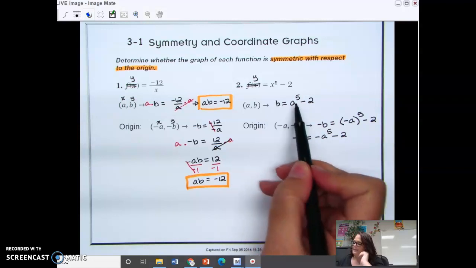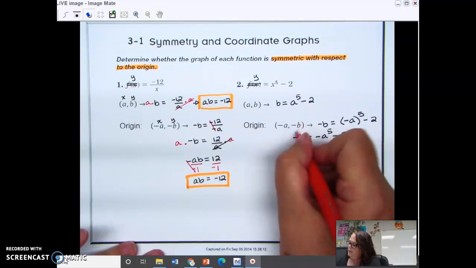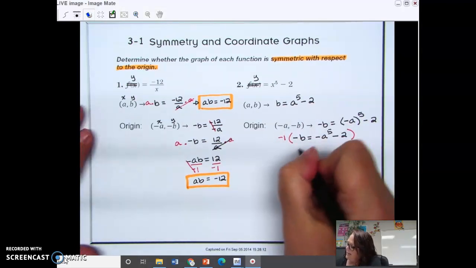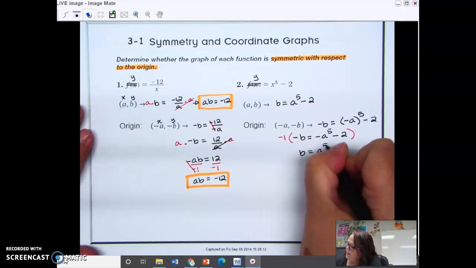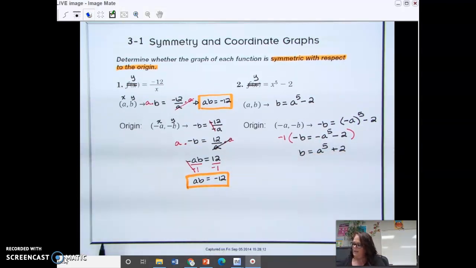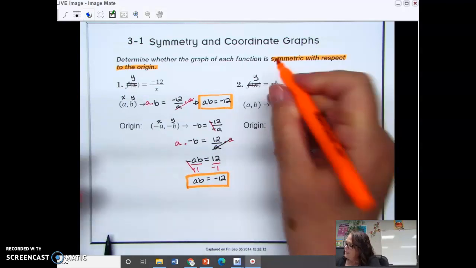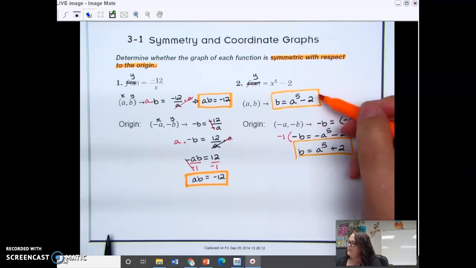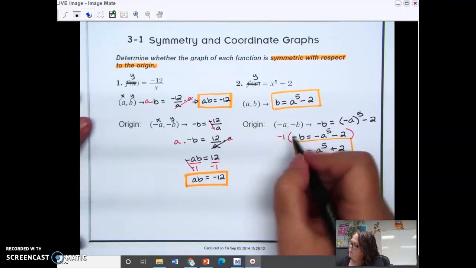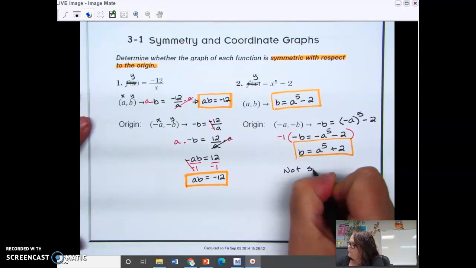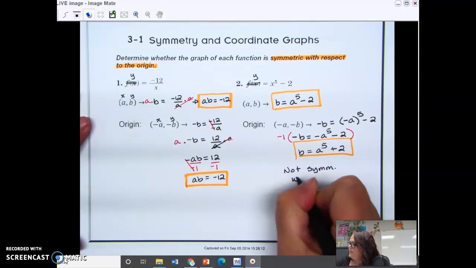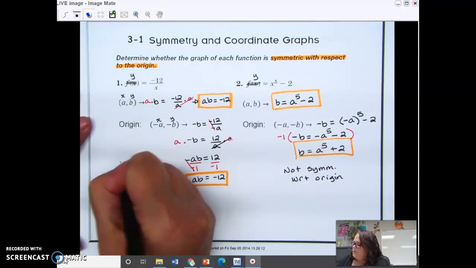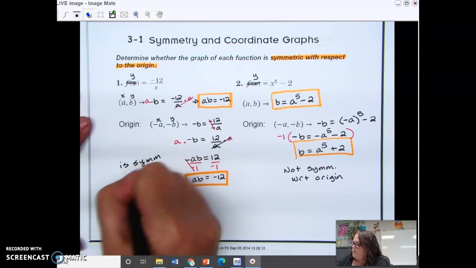Now, this b and this a, they're the wrong sign, so I'm going to go ahead and multiply everything through by negative 1. And when I do that, I get positive b is equal to positive a to the 5th plus 2. And here's the problem. When I take a look at this one here, it does not match this one here. One is negative 2 and one is positive 2. So this one is not symmetric with respect to the origin, whereas this one is symmetric with respect to the origin.